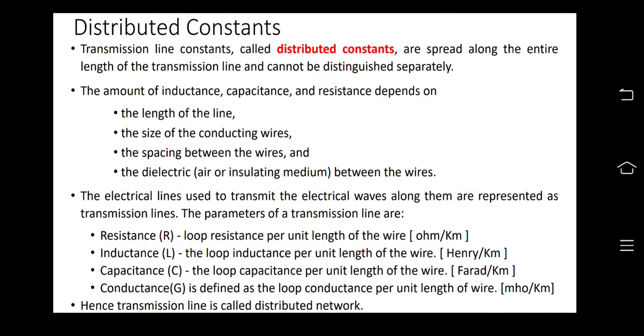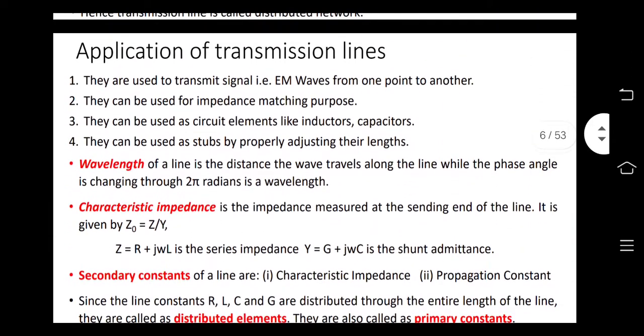The electrical lines used to transmit the electrical waves along them are represented as transmission lines, and the parameters of the transmission lines are: resistance R, the loop resistance per unit length of wire, in ohms per kilometer; inductance L, which has the units of henry per kilometer, the loop inductance per unit length of the wire; capacitance C, the loop capacitance per unit length of the wire, represented in farads per kilometer; and conductance G, defined as the loop conductance per unit length of wire, in mhos per kilometer. Hence, the transmission line is also called a distributed network.